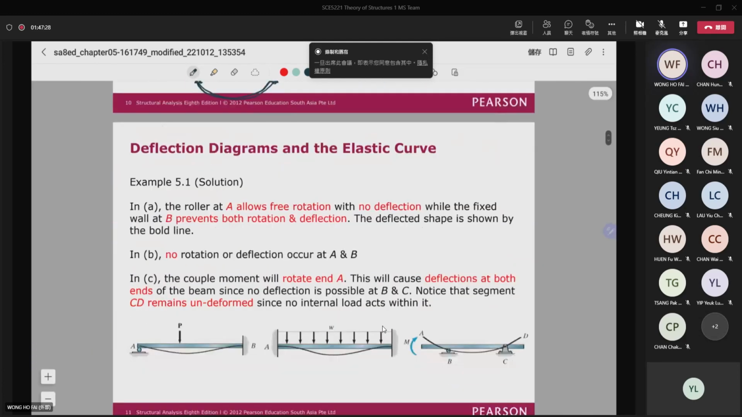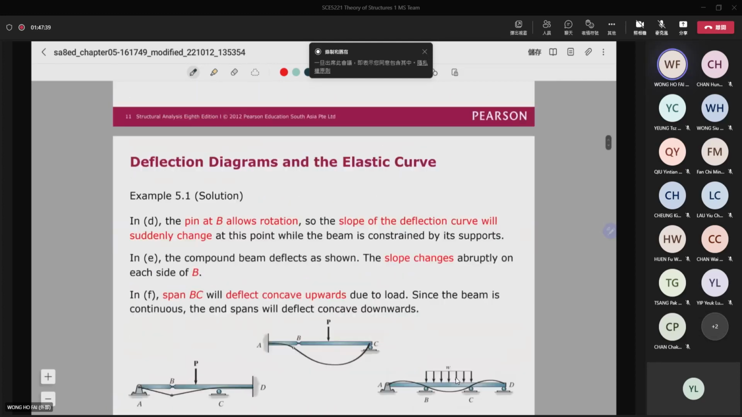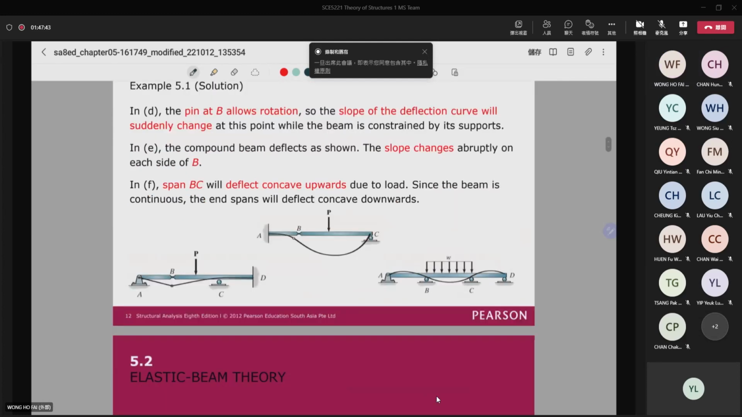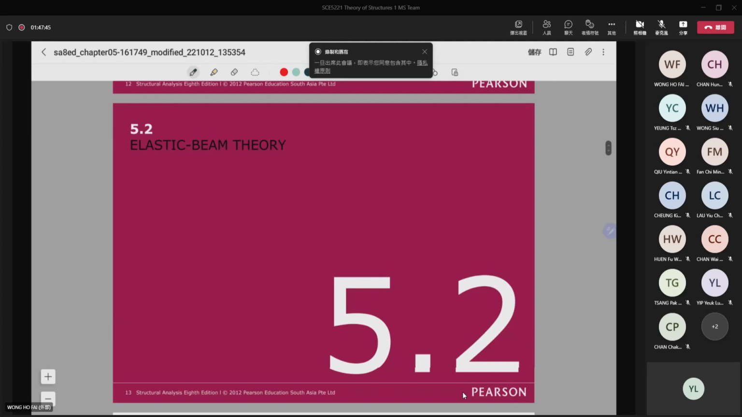And then here it describes the way you can estimate the elastic curve of the structure, and we have actually done it when I described the elastic curve. To numerically find the deflection of the structures, we will use the so-called elastic beam theory.